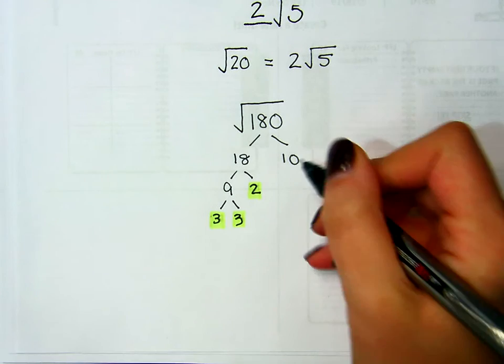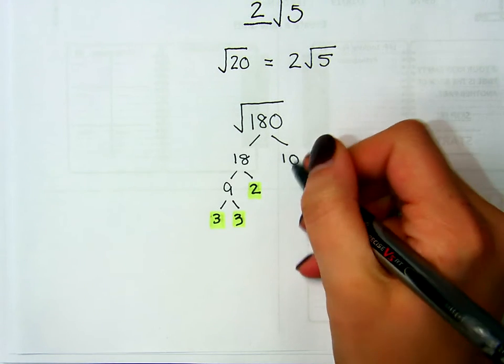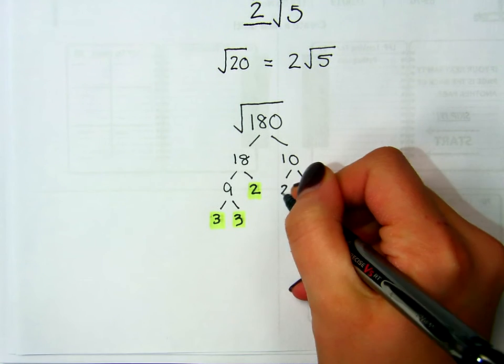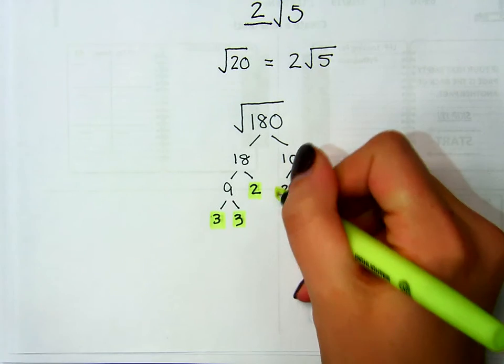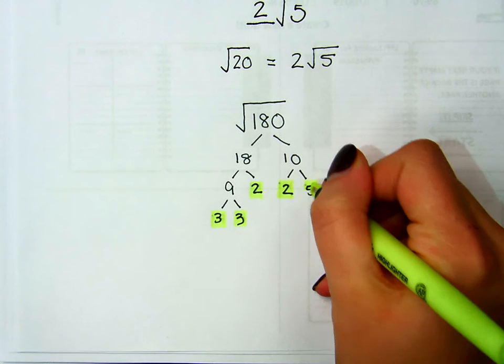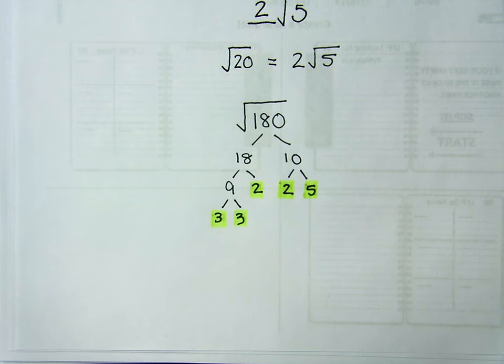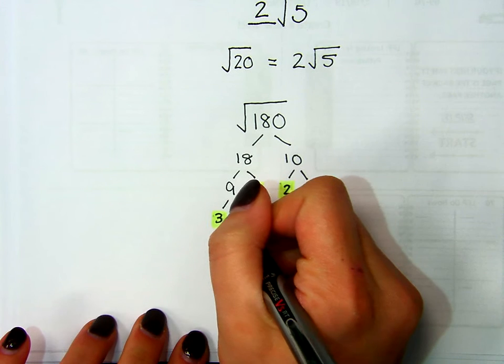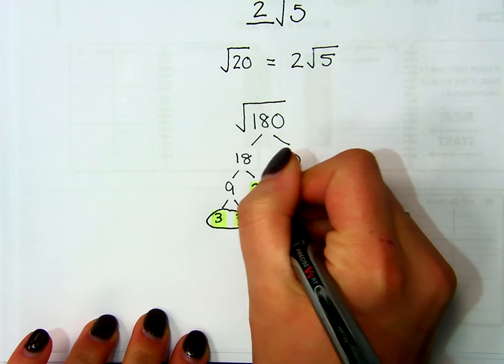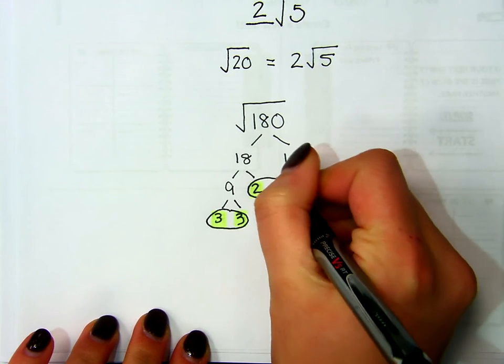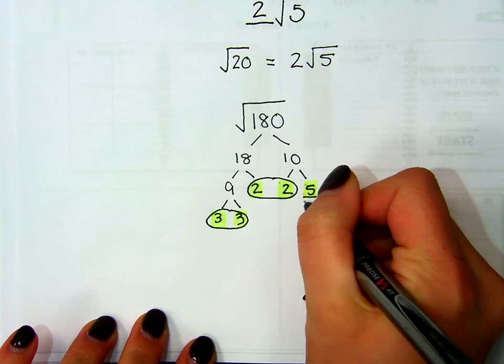Let's go over to the other branch. I can break up 10 further into 2 and 5. So that's as far as I can go here. And now I'm going to start to look for pairs of prime numbers. Here I see a set of 3's. I see a set of 2's. And I see a lone 5.